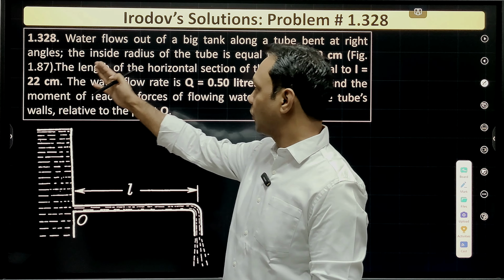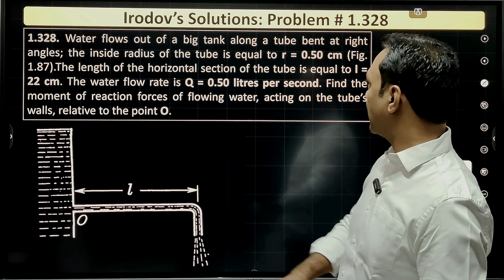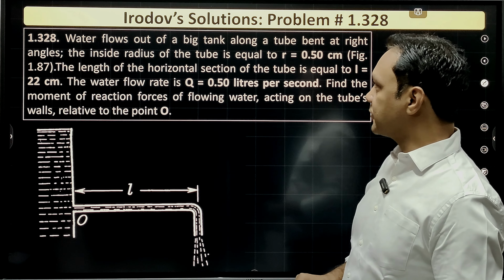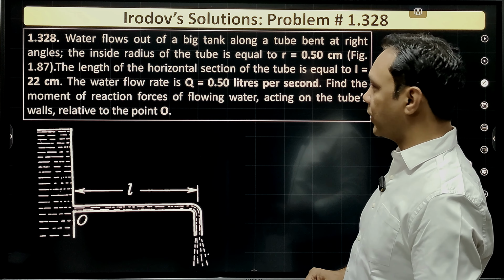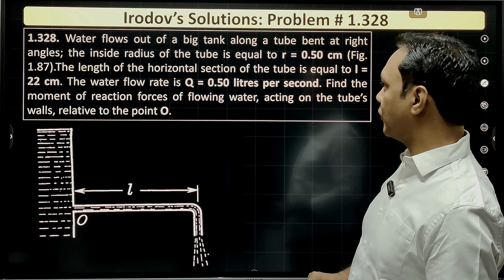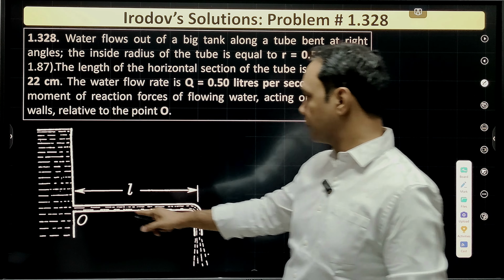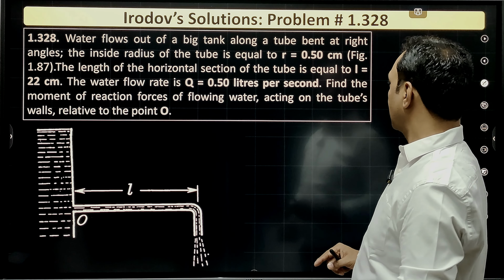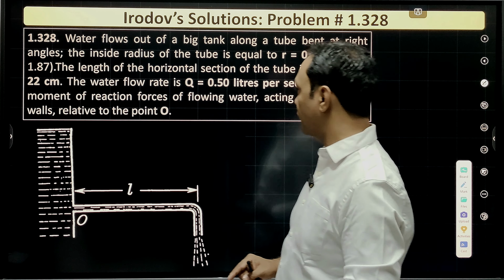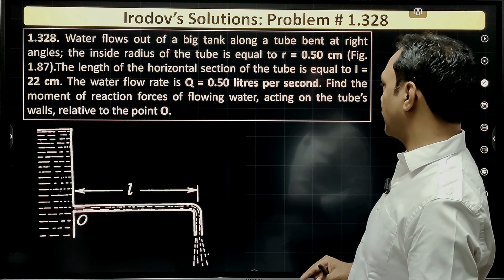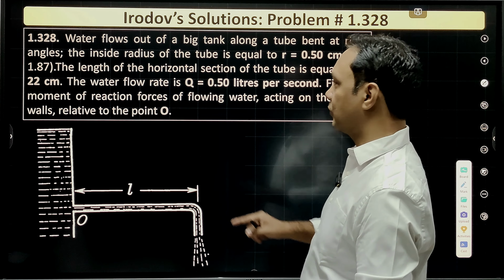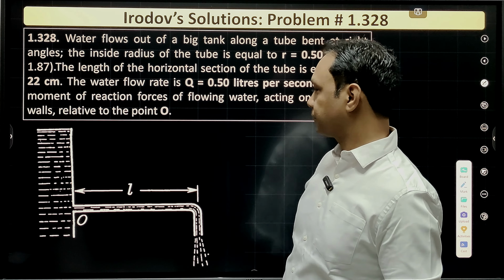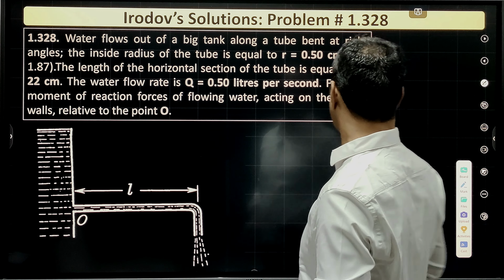The question states: water flows out of a big tank along a tube bent at right angles. The inside radius of the tube is equal to small r. The length of the horizontal section of the tube is equal to small l. The water flow rate is q. Find the moment of reaction forces of flowing water acting on the tube relative to point O. Moment means the torque due to the force of reaction about O. That's what we have to find.